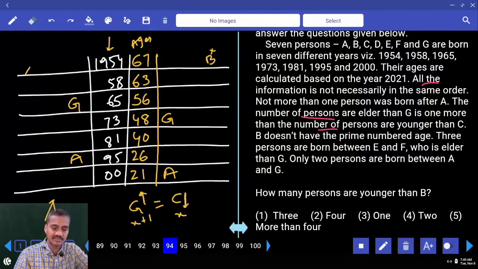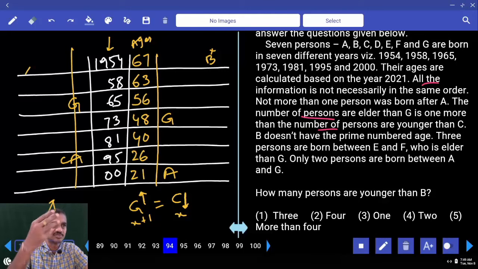Only 1 person. Now C cannot be the youngest one person. Hence A and C must be in the same place. Is it possible? This case is ruled out. Number of persons elder to G is 3. Hence younger than C there must be 2 people, and C is here. Now we are done with this information.